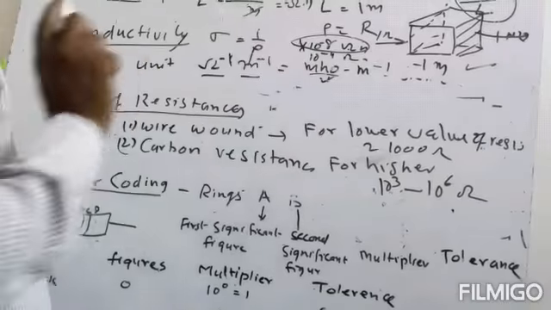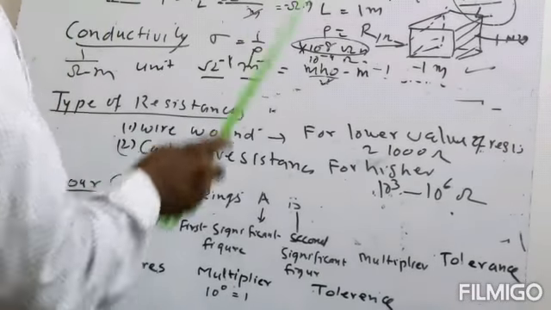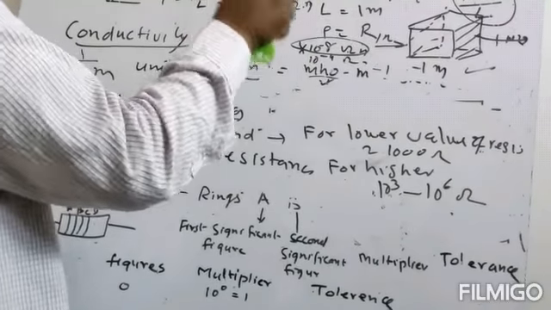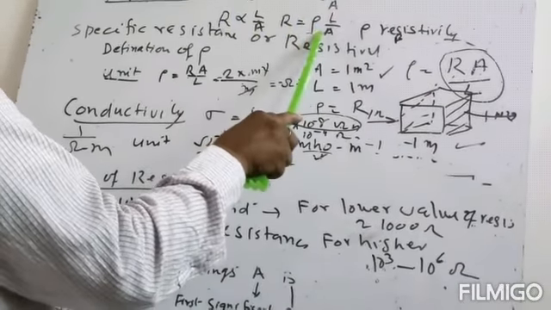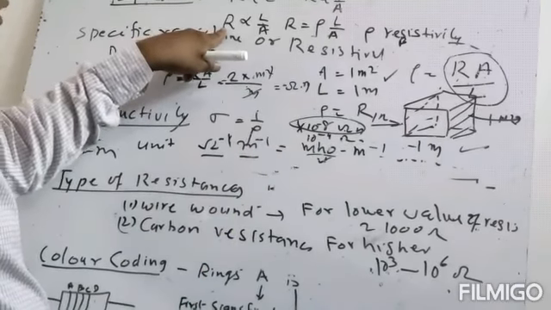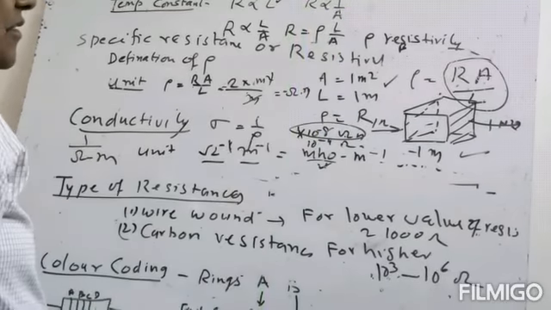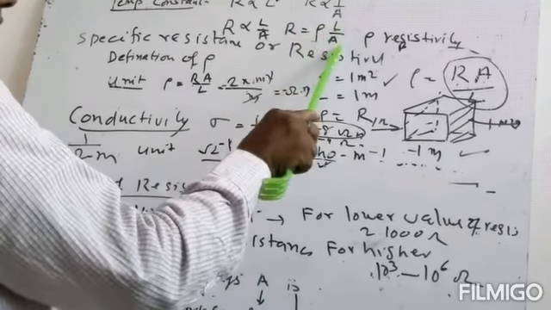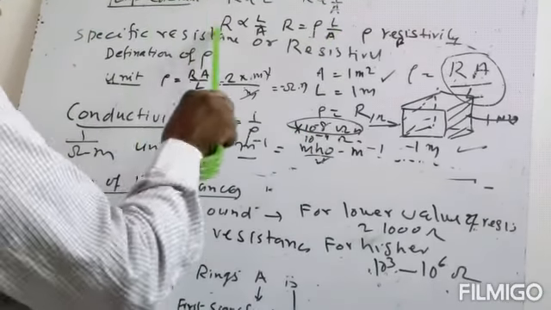Now what is the wire wound resistance? Suppose we have a wire whose length is L; we know the length, we know the area of cross section, and we know rho. So we can find the value of R. Suppose you want a resistance of 20 ohm, then rho, L and A will be chosen such that the result is 20 ohm.